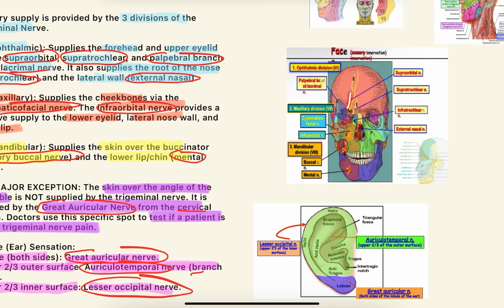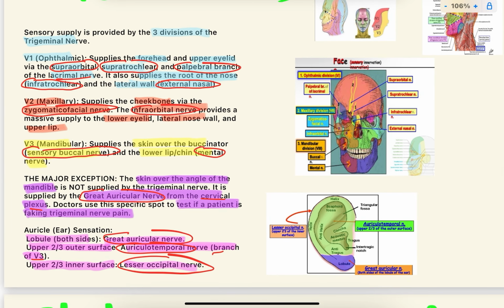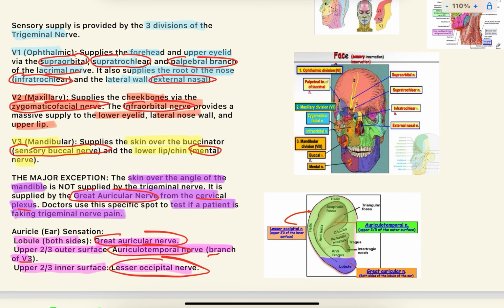The supraorbital, the supratrochlear, and the palpebral branch of the lacrimal nerve. And then it will supply what again? The root of the nose, by the infratrochlear nerve. And then it will also supply the lateral wall of the nose by the external nasal nerve. So this is just for V1 only.